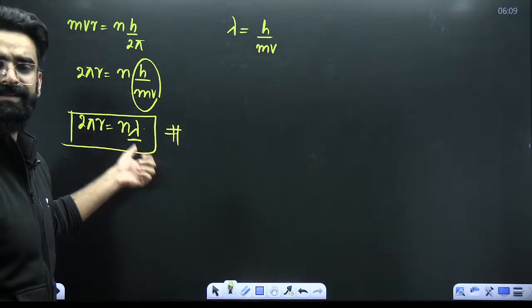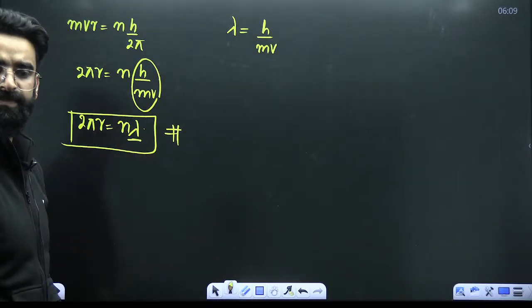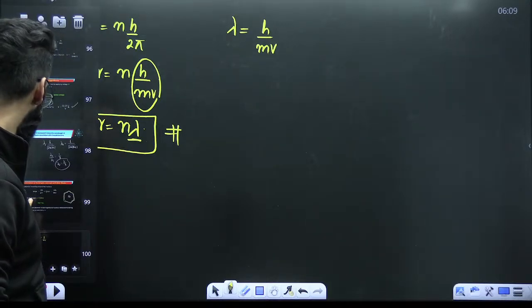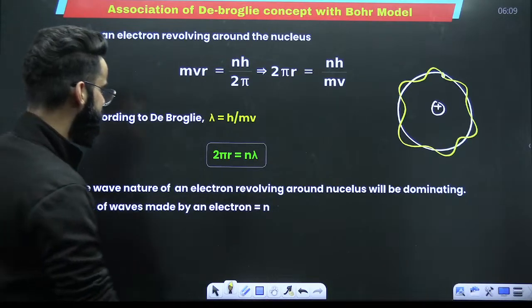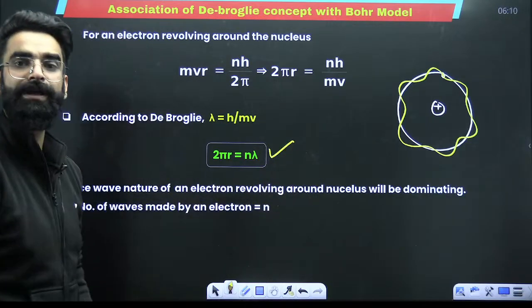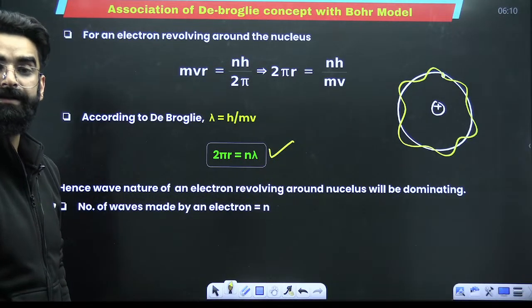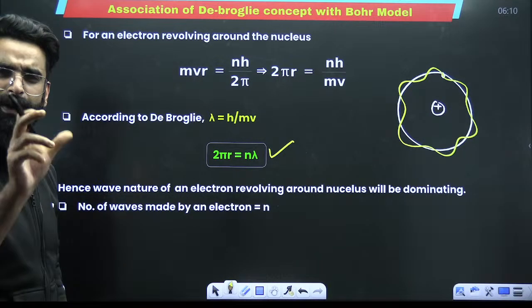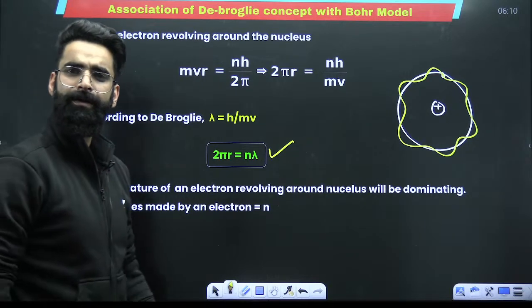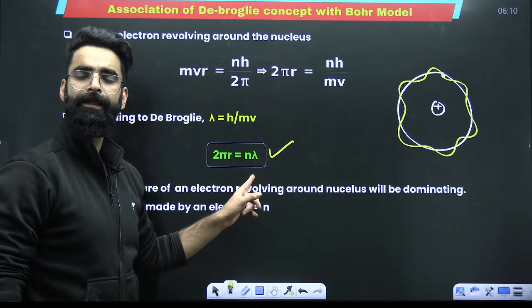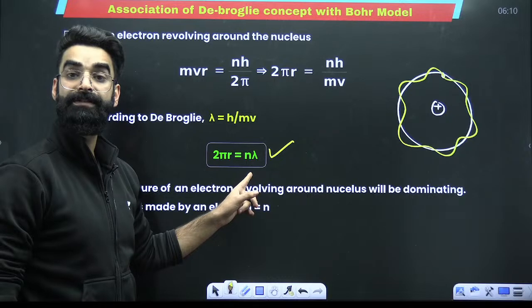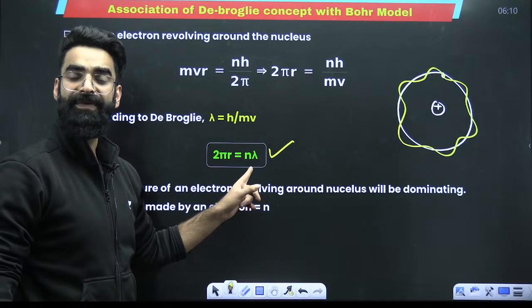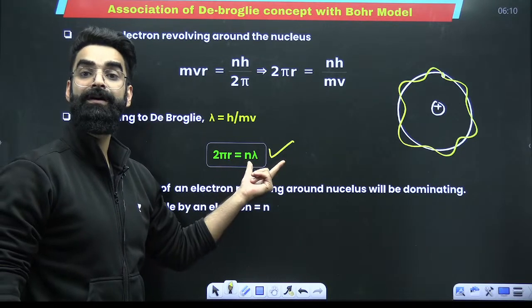So this particular result explains the wave nature of the electron moving around the nucleus: 2 pi r is equal to n lambda. If you try to understand it properly, put the value of n as 1. That means you are talking about the first shell. If n is 1, 2 pi r is equal to lambda.